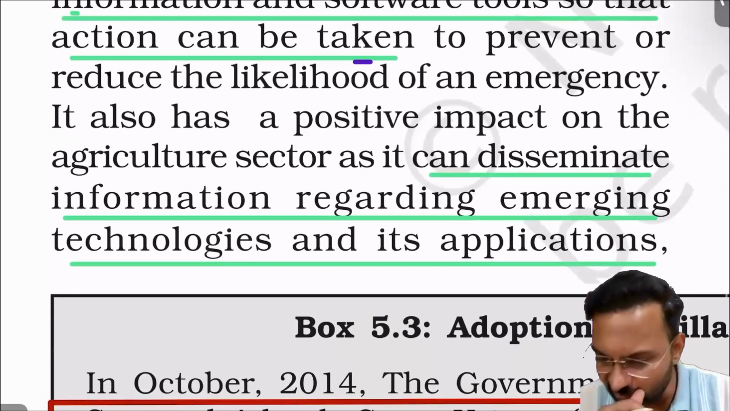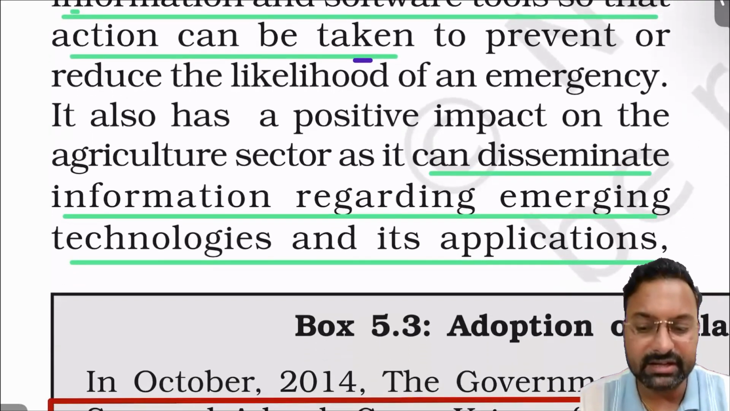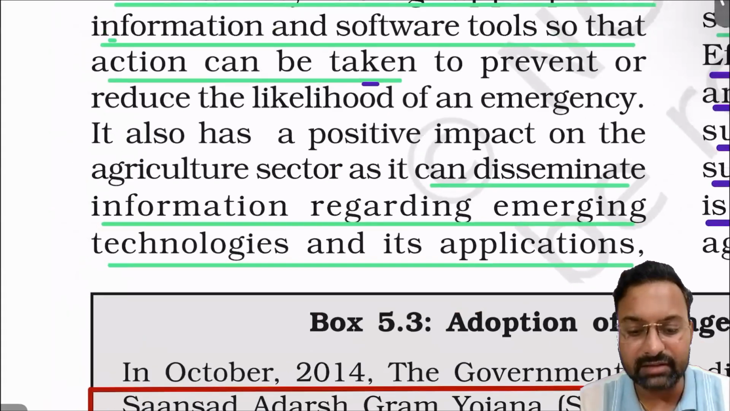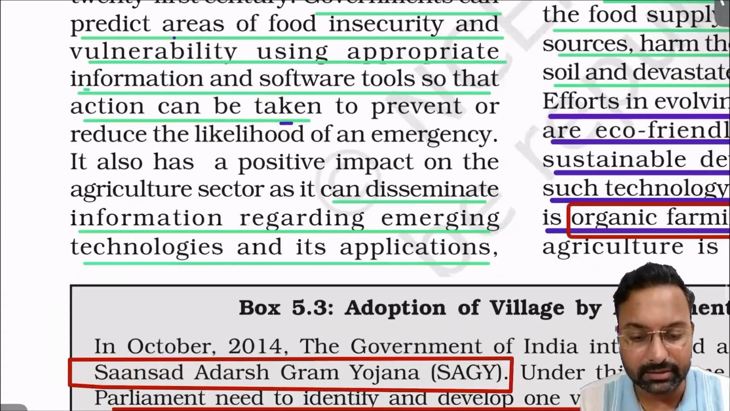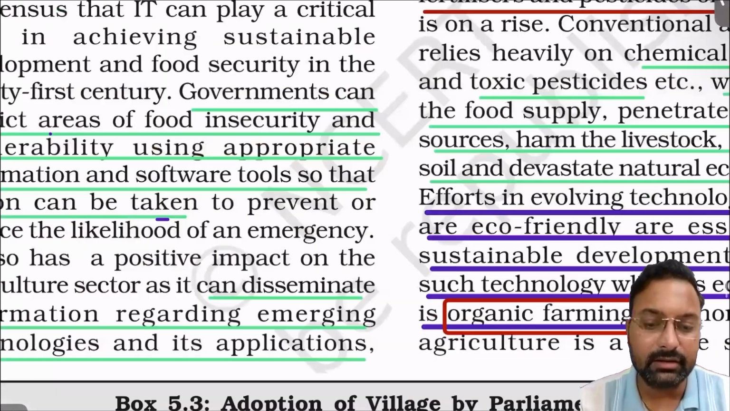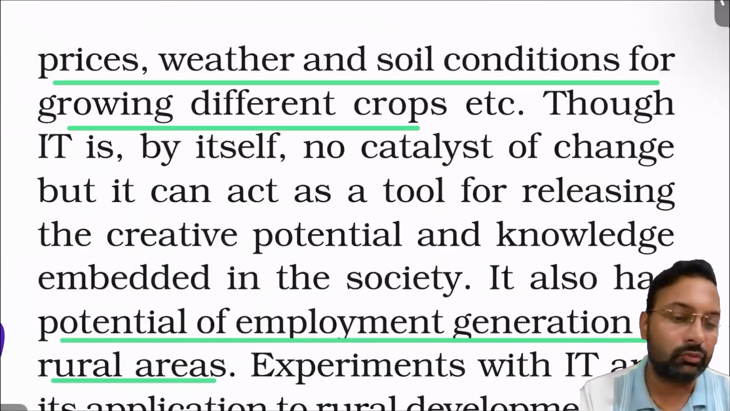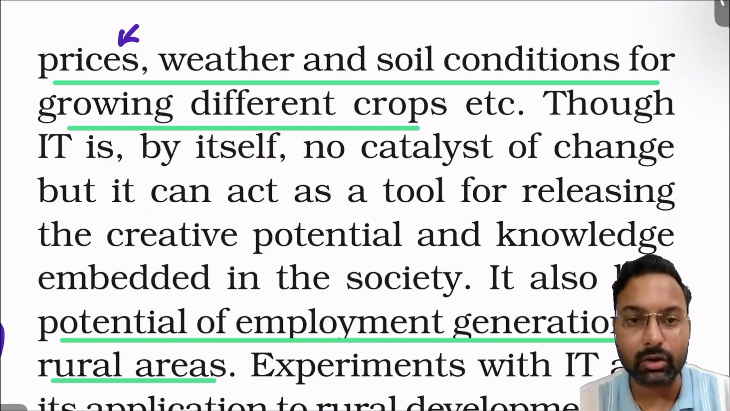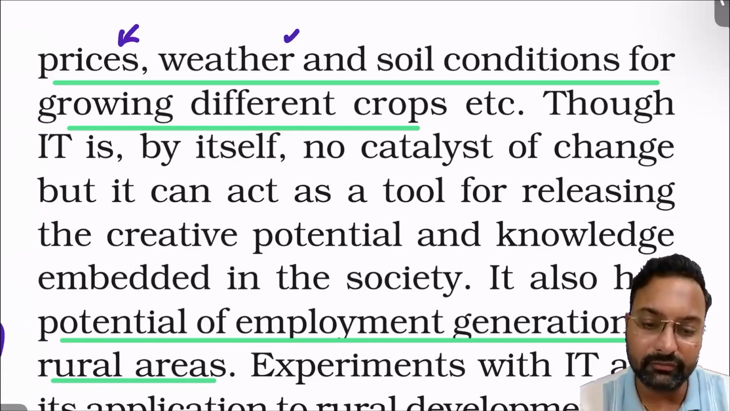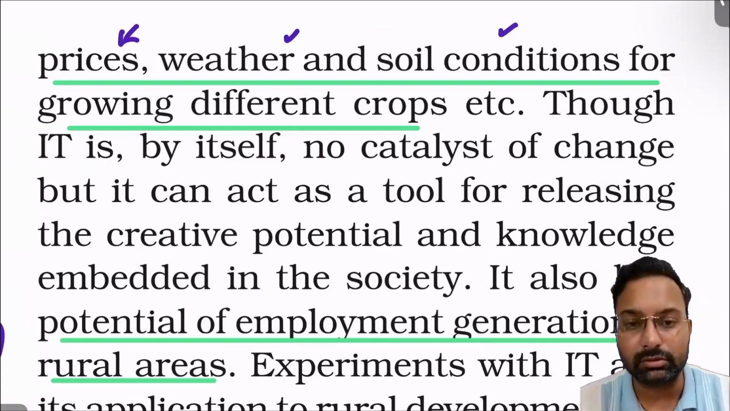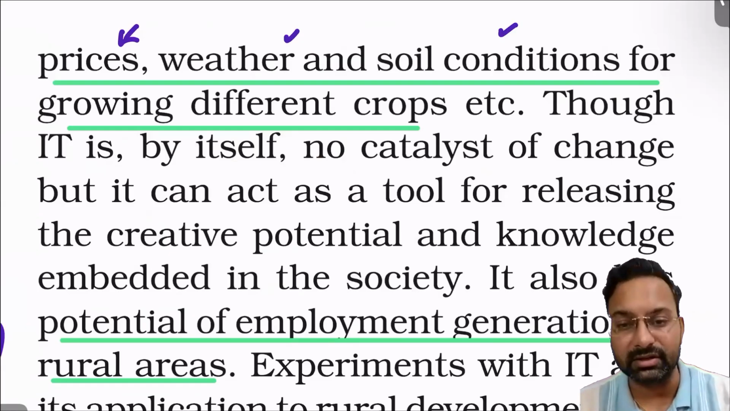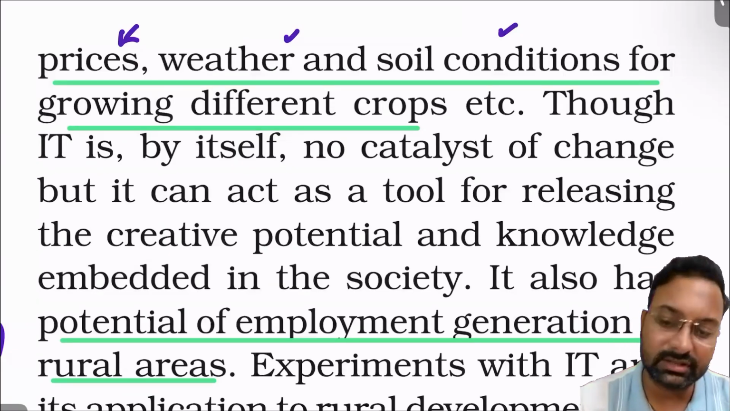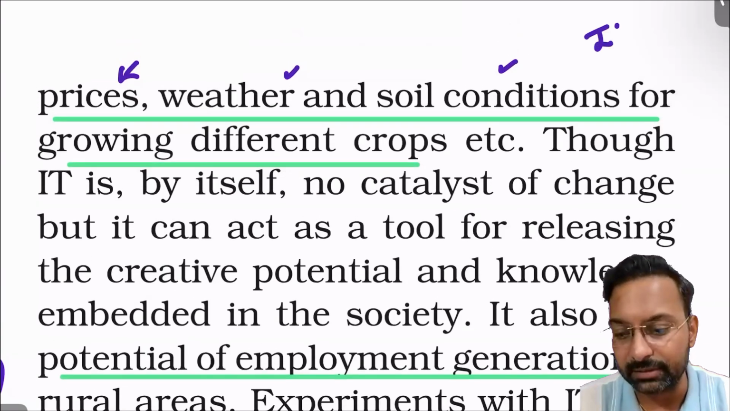With emerging technologies and their applications, information can be disseminated at a very fast rate, right? The farmers of the rural area want to know the different prices of the crops that they are going to grow, right? What is the weather, what is the soil condition for growing different types of crops? So these are the information that the rural people demand, right? So this infrastructure technology, IT, right?